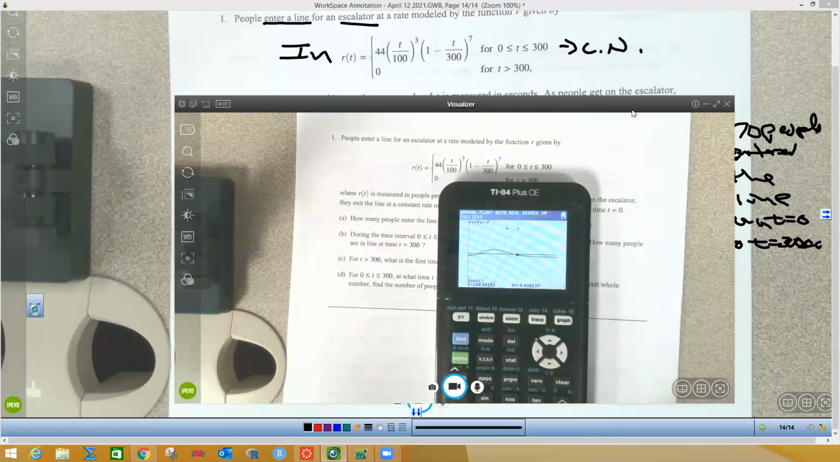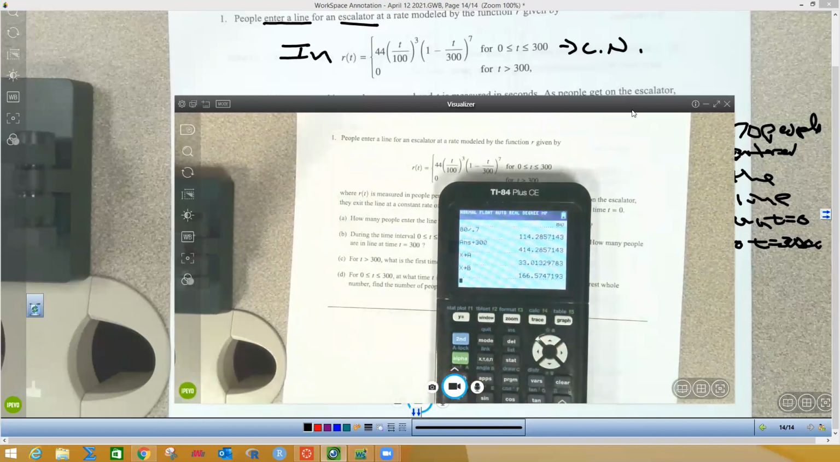Probably is a little too far away from that, but it still should work all right. So there's my other critical number, and I'm going to store that one in B. Oops, I can change that to X, store X in B. So there's the critical numbers.